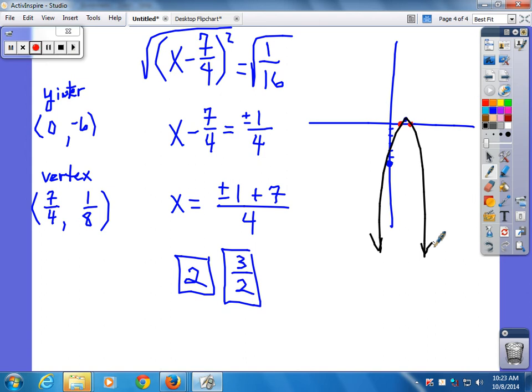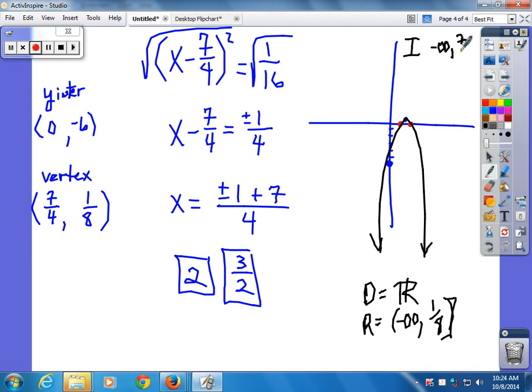Domain is equal to all real numbers. Range is equal to negative infinity to 1/8. Y'all help me out there. Increasing from negative infinity to 7/4. Decreasing from 7/4 to what? Line of symmetry always goes through the vertex.